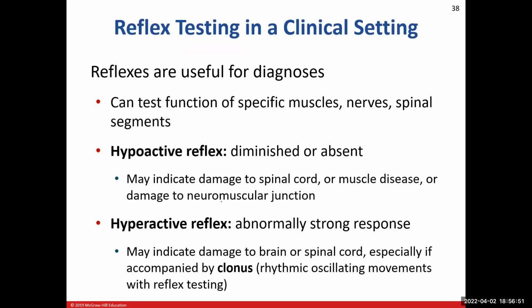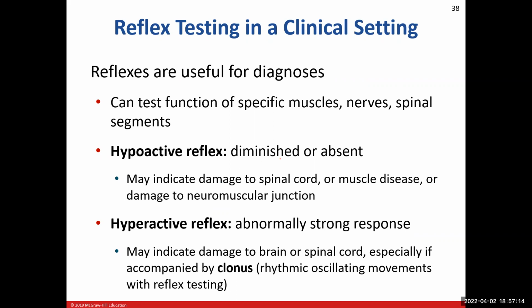So what they're going to do is hit you in the knee, or not the knee, excuse me, hit you in the patellar ligament, and that causes a little bit of a stretch, which is monitored by those proprioceptors, that muscle spindle. And so if your leg jumps a little bit, then we consider that to be a normal response.